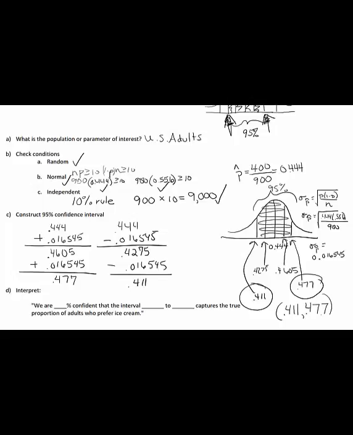And to interpret this, we have to memorize this sentence and put in the information that we have been doing with this. So we are 95% confident that the interval 0.411 to 0.477 captures the true proportion of adults who prefer ice cream.